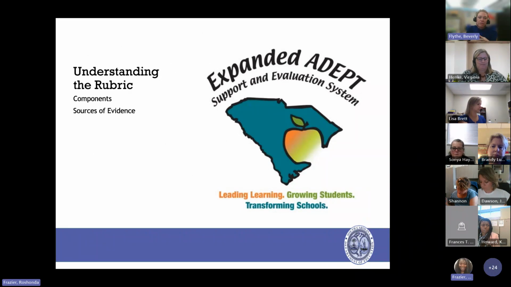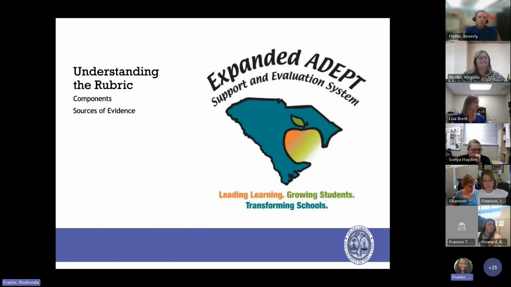So one of the key pieces of the evaluation model in ADEPT 2020 is the rubric. And the rubrics are new for these three areas because they were previously a safety model that was more portfolio based and not rubric based. So we'll look at the rubric.